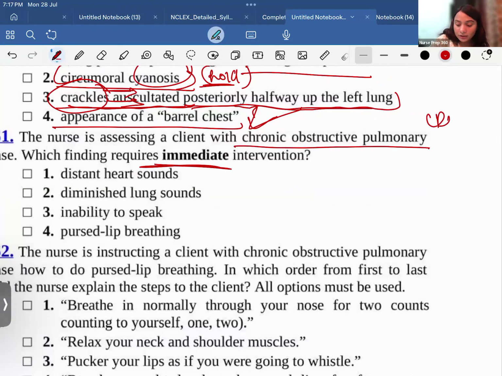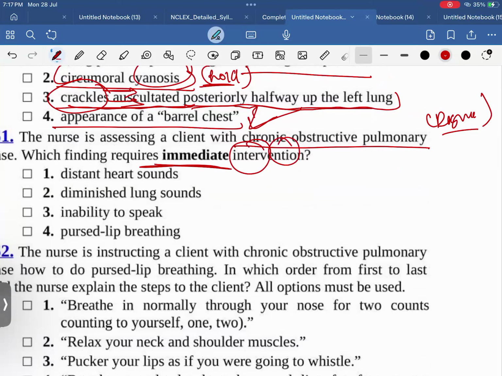Do you know the diagnosis of the patient? Yes, ma'am. Do you know what the problem is? Okay, now the question is asking for intervention. Do you know what intervention means? You have to do something. No, just wait. Let me read this.